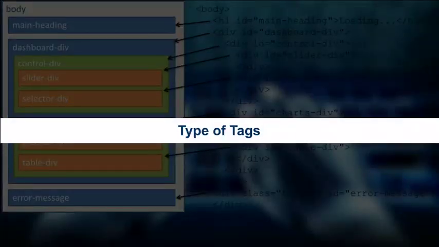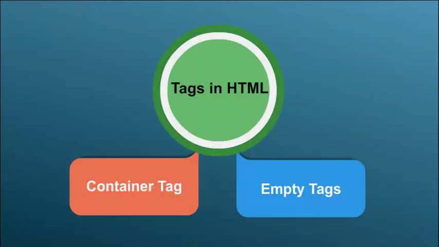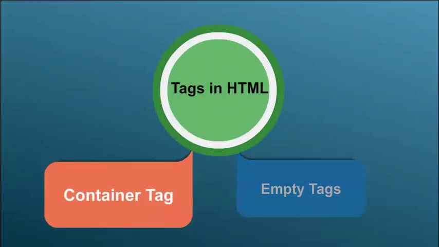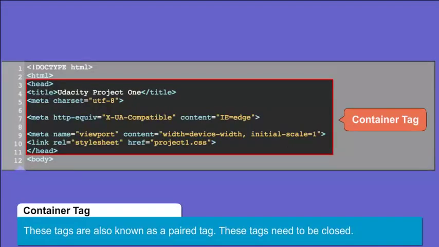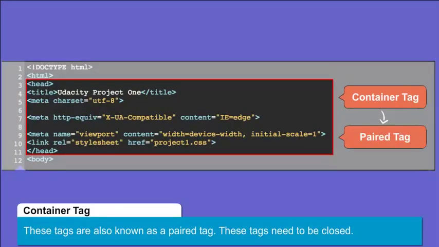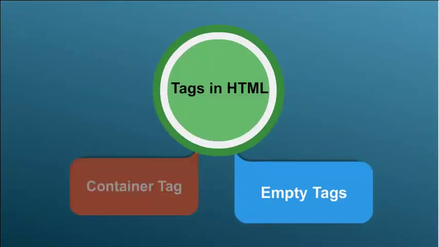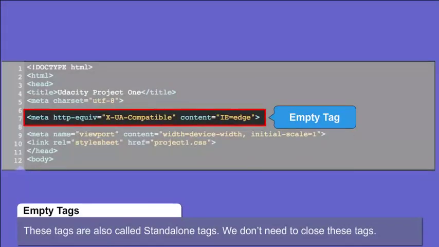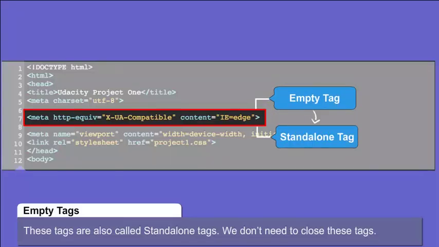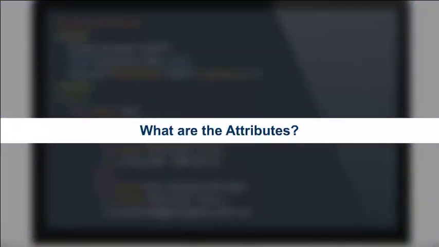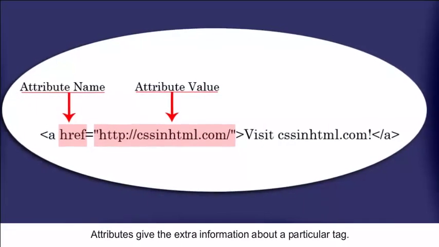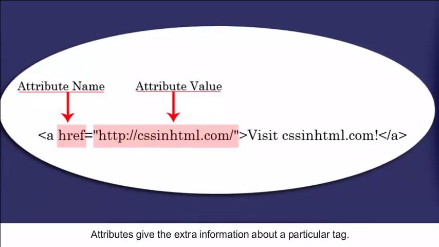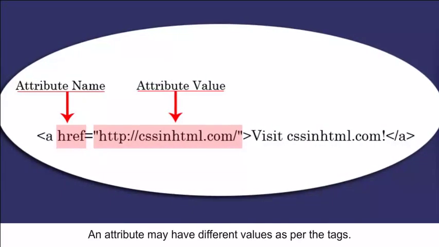Types of tags. There are two types of tags in HTML. Container tag. These tags are also known as paired tags. These tags need to be closed. Empty tags. These tags are also called standalone tags. We don't need to close these tags. What are attributes? Attributes give extra information about a particular tag. An attribute may have different values as per the tags.